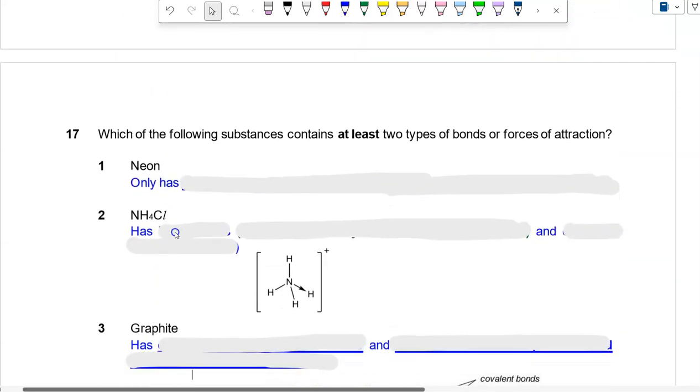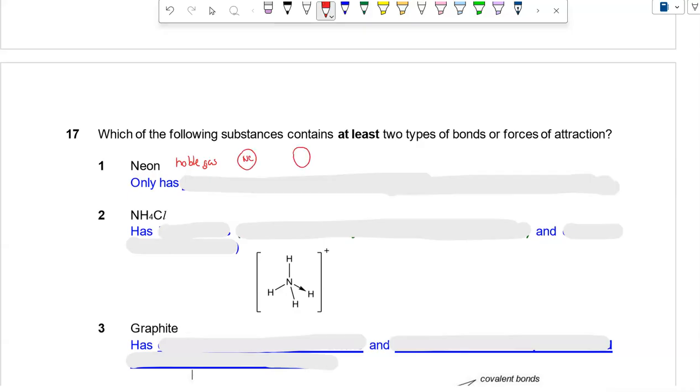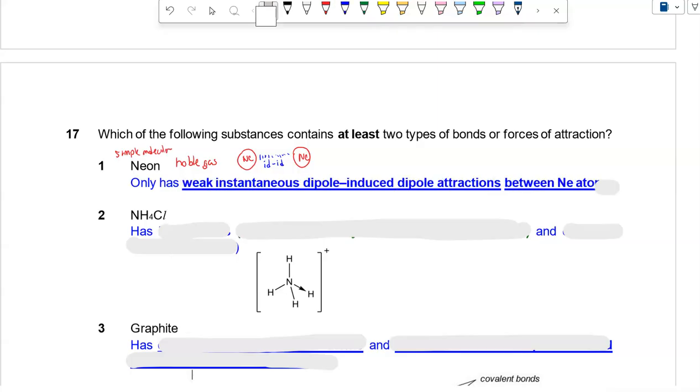Okay, we have question 17. Which of the following substances contain at least 2 types of bonds or forces of attraction? So we take a look at neon. So neon, it's a noble gas, so it's monoatomic. So you have neon atoms, and because it's only monoatomic and it's simple molecular structure, the type of interaction between your noble gas will be typically your ID. So neon only has weak ID between neon atoms. There's only one type. So option 1 will not be a possible answer.